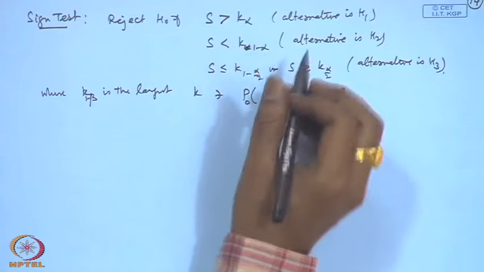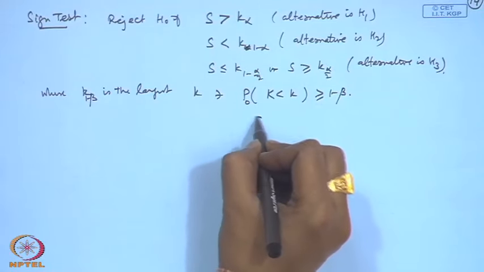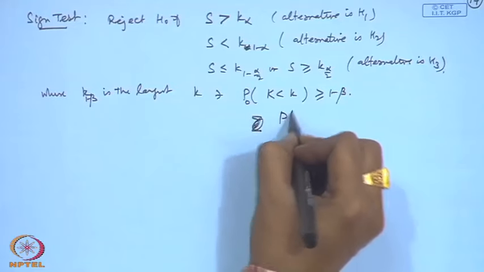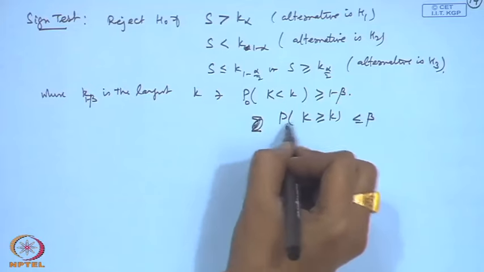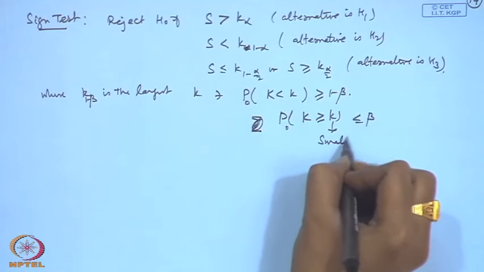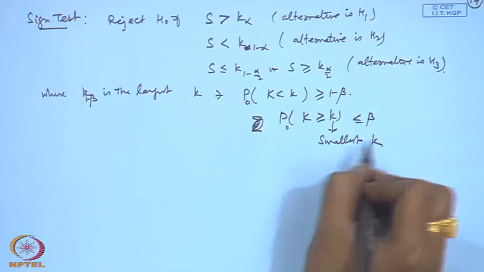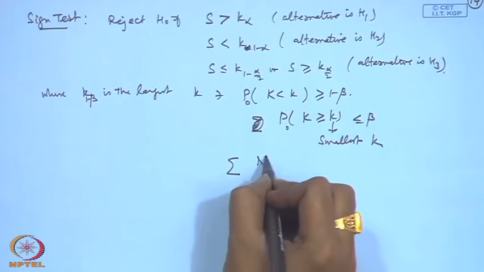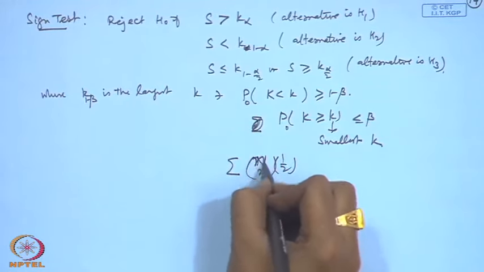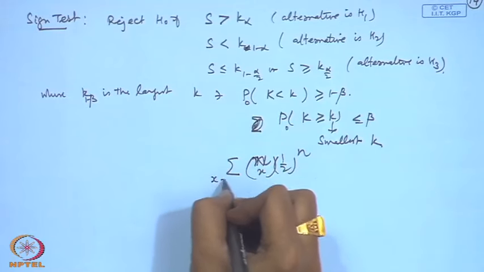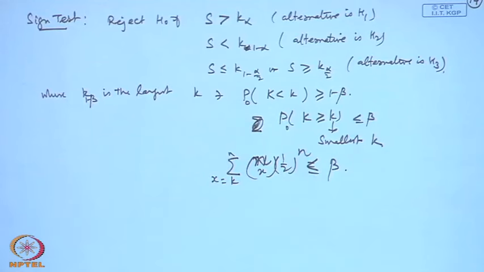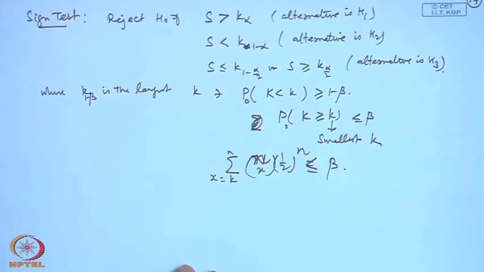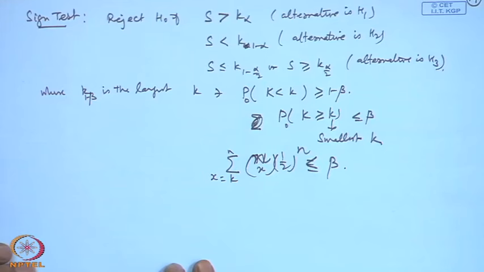So, basically we are saying that this condition is equivalent to probability of K greater than or equal to k being less than or equal to beta. Then this small k is the smallest k such that the sum of n c x half to the power n, for x equal to k to n, is less than or equal to beta. This can be easily calculated from the tables of the binomial distribution.